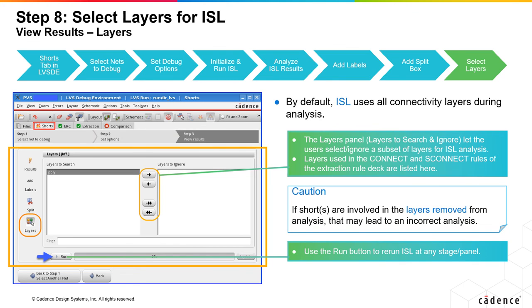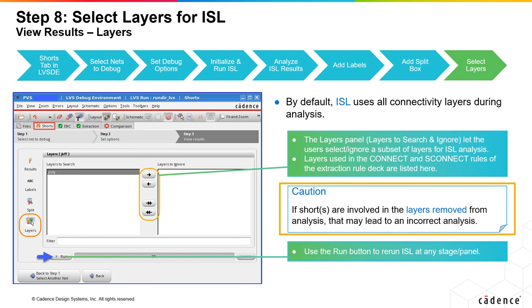Layers in the Layers to Ignore section are ignored during the analysis. This may speed up the analysis engine, and may reduce the amount of result data needing further analysis. However, one must be cautious, as this can also result in incorrect analysis if the short involves the layers removed from analysis. That is the end of the options and analysis part of Interactive Short Locator.